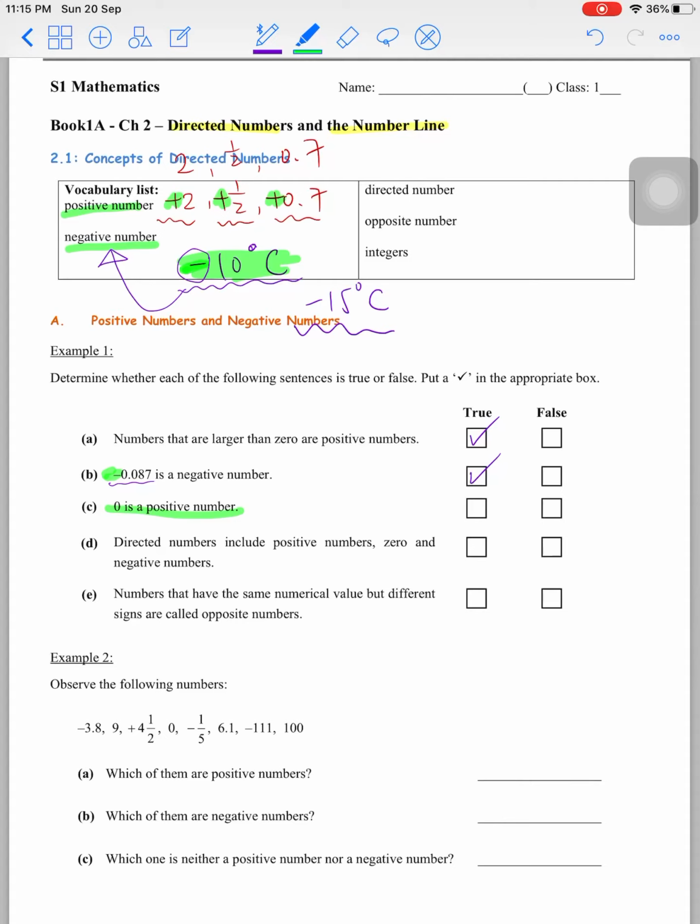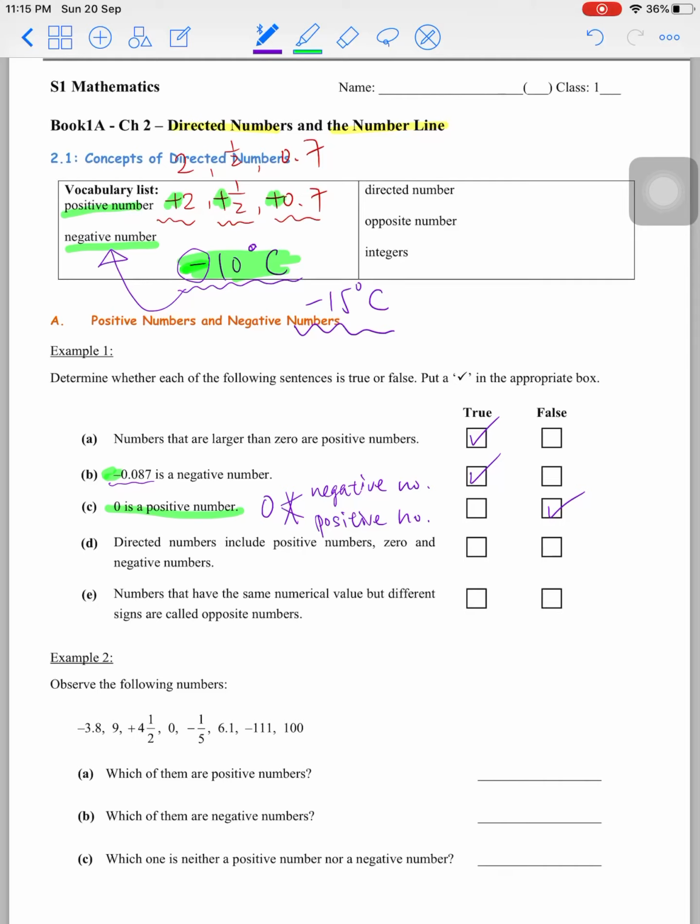Part C says 0 is a positive number. Okay, so 0 is independent. It does not belong to negative or positive. 0 does not belong to either negative numbers or positive numbers. 0 is 0, it does not belong to either negative or positive. So C is false. 0 is not a positive number.